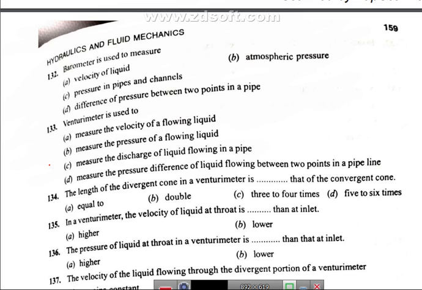नेक्स्ट क्वेश्चन. Venturimeter is used to measure the velocity of flowing liquid, measure the pressure of flowing liquid, measure the discharge of liquid flowing in a pipe, measure the pressure difference of liquid flowing between the 2 points in a pipeline. Venturimeter is used to, क्या होगा राइट आंसर?